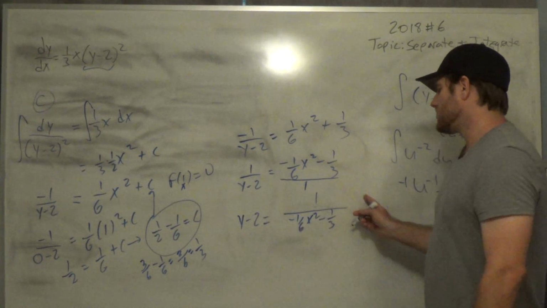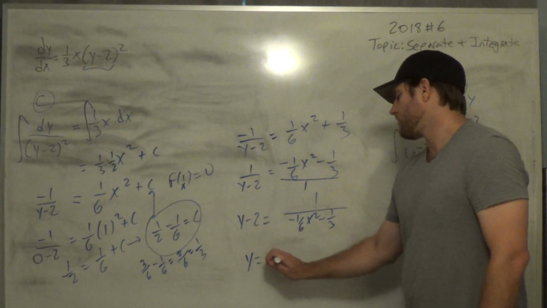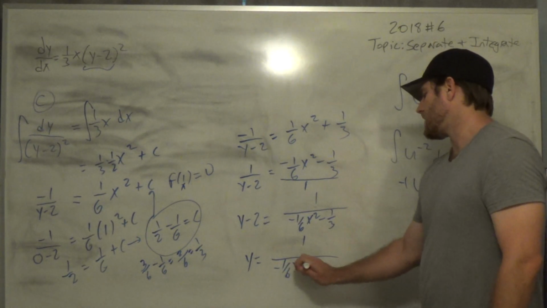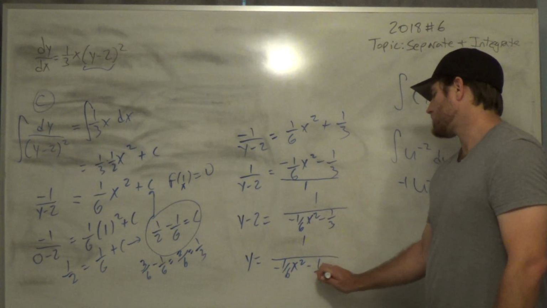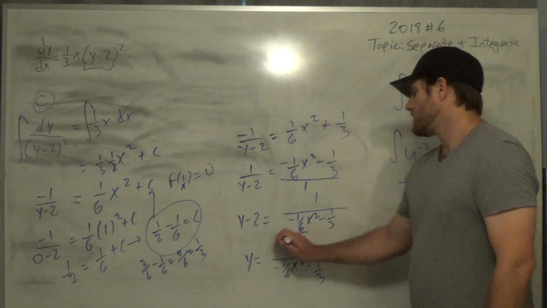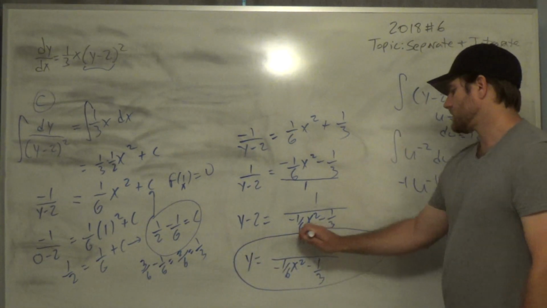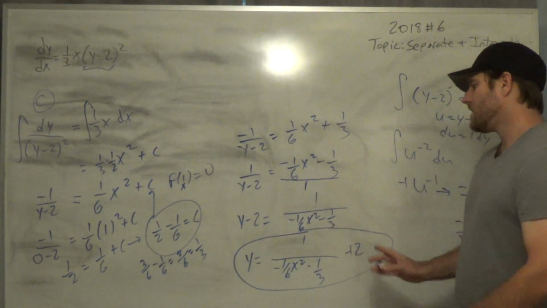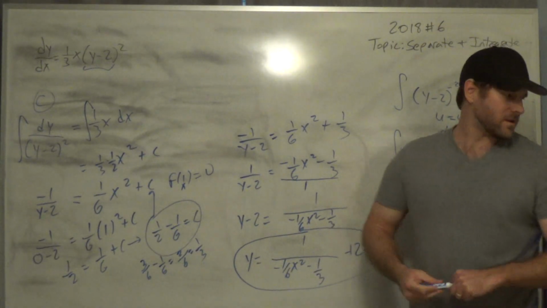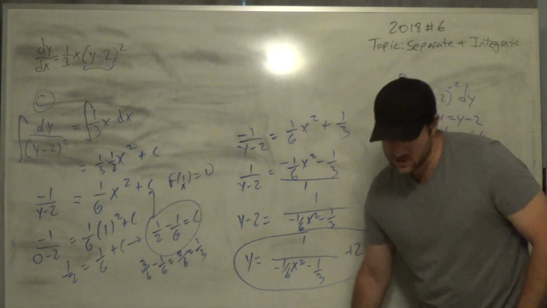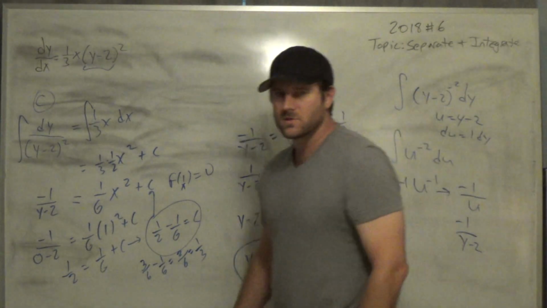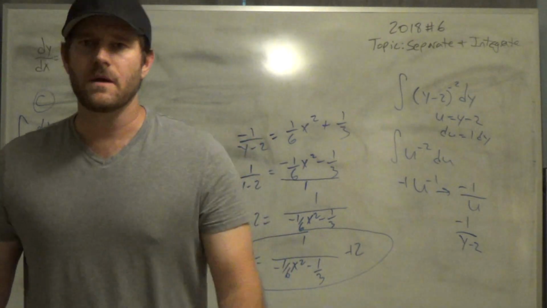And I just add the 2 to the other side. So I get 1 over negative 1/6 x squared minus 1/3 plus the 2 I just added to the other side. It's an ugly answer, and that ugly answer is worth all of your points, so I will take it. If you want to do something else, look online, do it. That's great, but that's the least amount of effort to get my points.